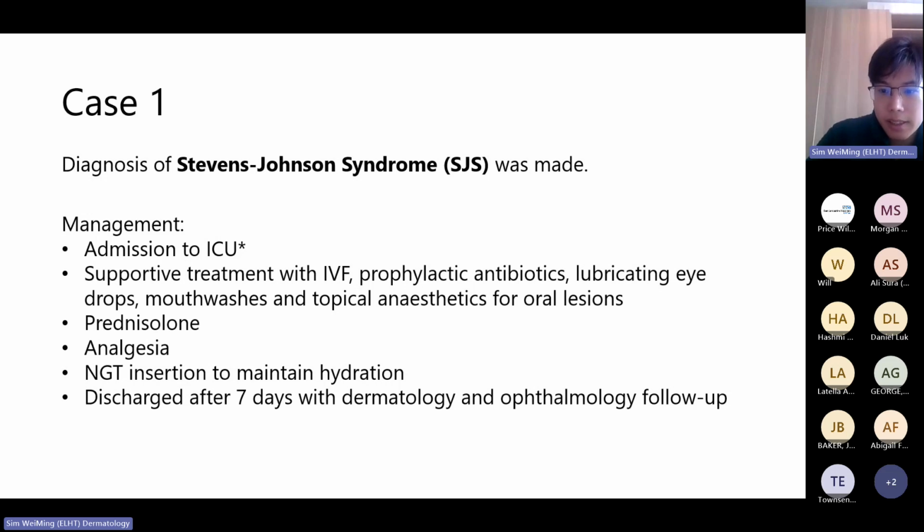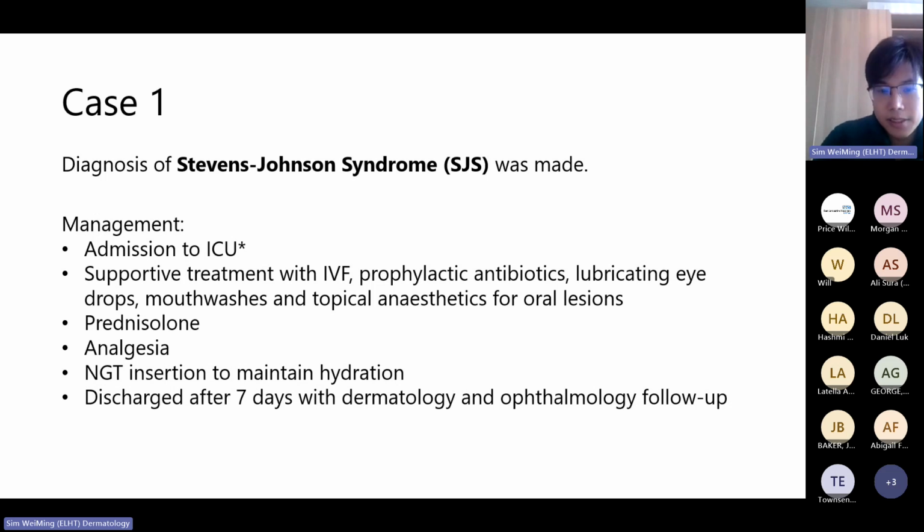They gave some prophylactic antibiotics just because of the mucosal involvement. They gave lubricating eye drops for the eyes, mouth care for the oral lesions. They actually gave prednisolone, and I'm not going to go too much into this, but I think prednisolone for SJS and TEN is a bit contentious, but I will talk to you about that later.